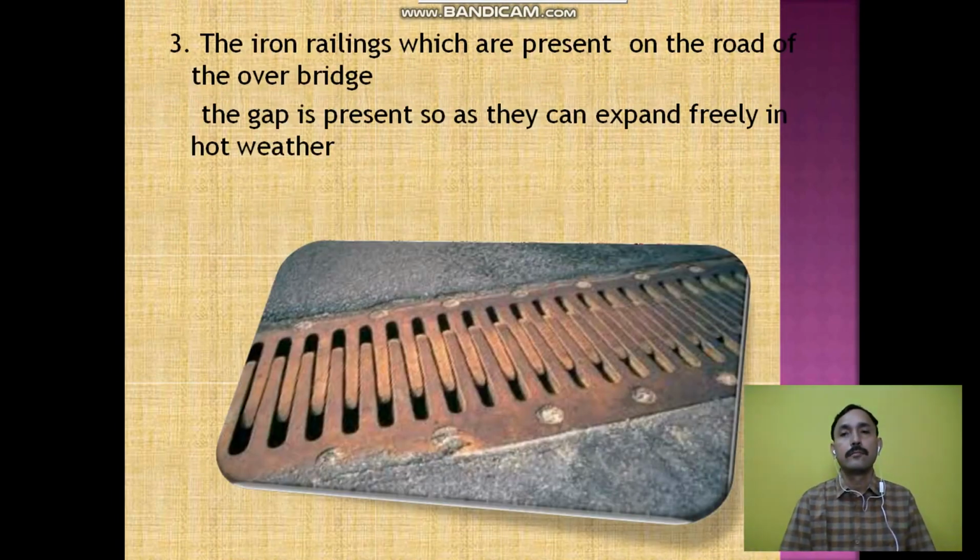Iron railings are present on the road of the overbridge. These gaps are present so as to expand freely in summer, that means in hot weather. In hot weather, this metal will expand and fill the gap. Again in reduced temperature, this gap will be maintained.